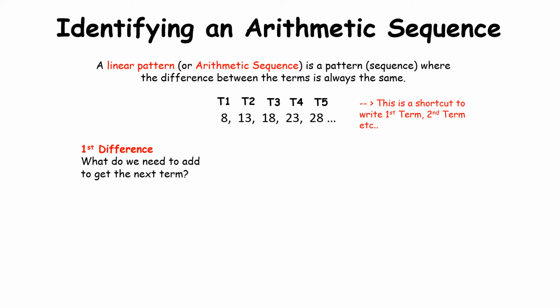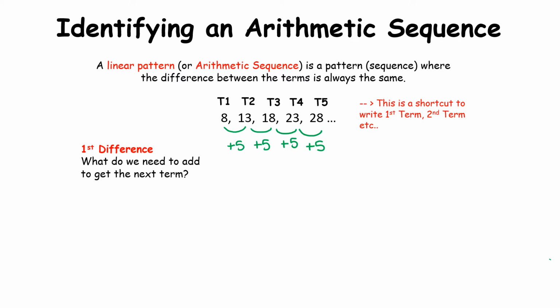So what do I add to get to the next term? What do I add to 8 to get to 13? I add 5. What do I add to 13 to get to 18? I add 5. What do I add to 18 to get to 23? I add 5. And what do I add to 23 to get to 28? Again, that's 5. So that is what we call the first difference.